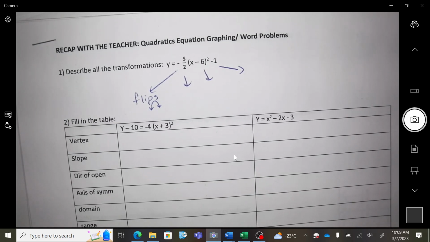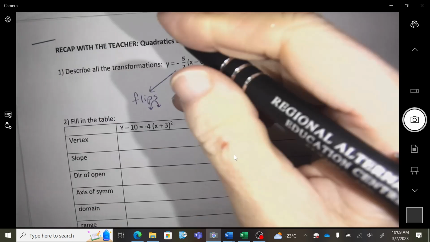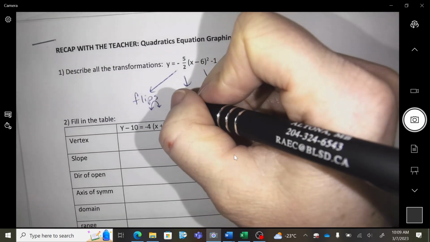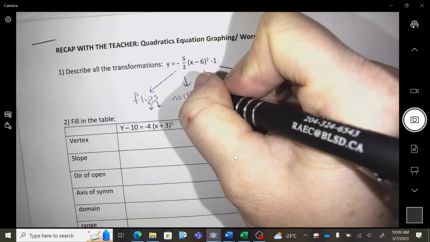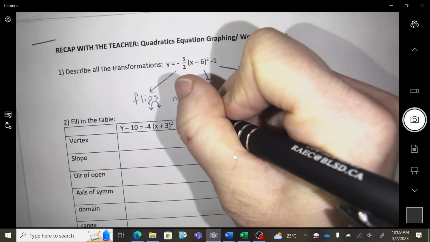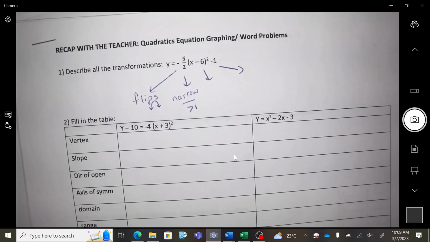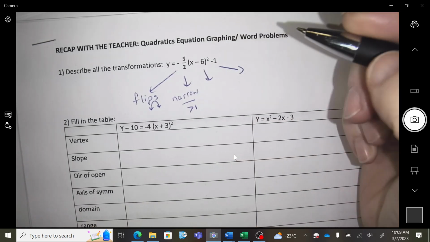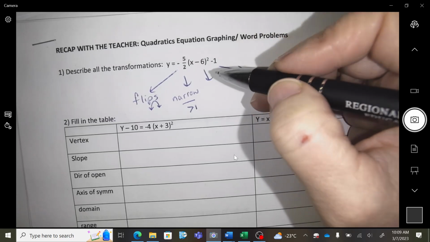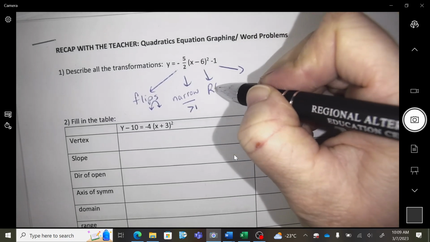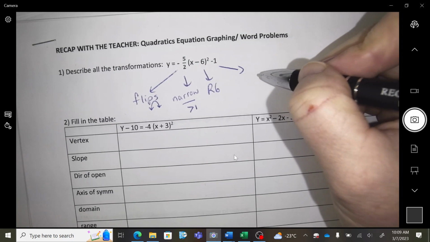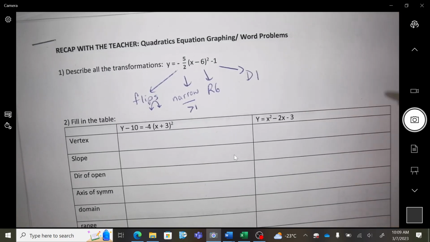So would that number make it narrow or widen? Widen. Narrow. I said the first one. It is a number that would be bigger than 1, right? I tricked you because you thought fraction, but 5 halves is bigger than 1. 6 to the which direction? Right 6 and 1 down.